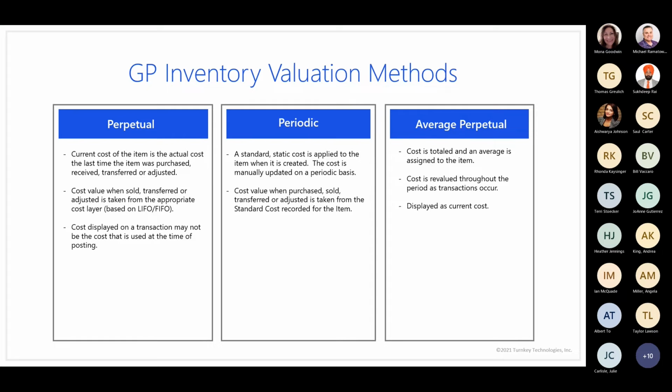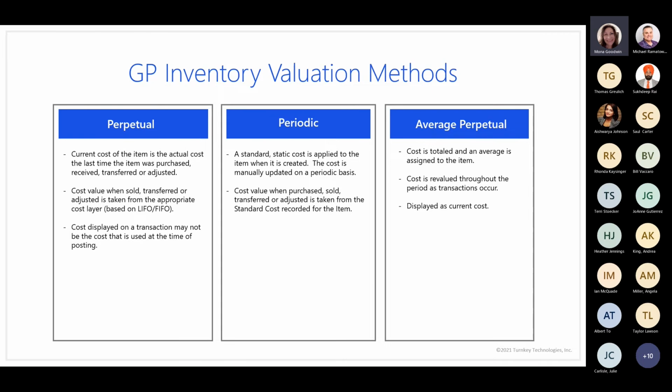And the cost value, when it is sold or transferred, is taken from the cost layers based on whether or not you're using LIFO or FIFO. We'll talk about those cost layers in some of the following slides. And I'll demonstrate for you that the cost that's displayed on a transaction is not necessarily the cost that will be used at the time you post a transaction. And I'll show you where you can get the cost from, where you can view those layers so that you'll understand what the impact will be.